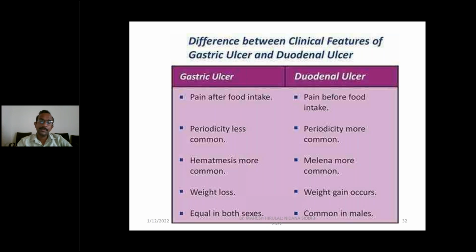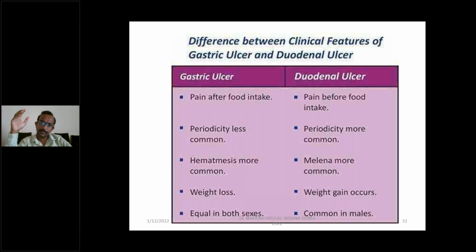The periodicity is less in the gastric ulcer and periodicity is more in the duodenal ulcer. Hematemesis is common in gastric ulcer, and in the duodenal ulcers, the melena is seen. Weight loss in the gastric ulcer, weight gain in the duodenal ulcer, as if the person has an empty stomach, he will have the pain, so he will eat the food, so that again the weight gain will be seen. These are the gastric ulcer and the duodenal ulcer differentiation.